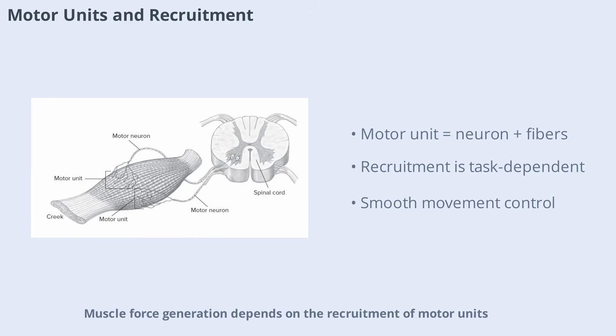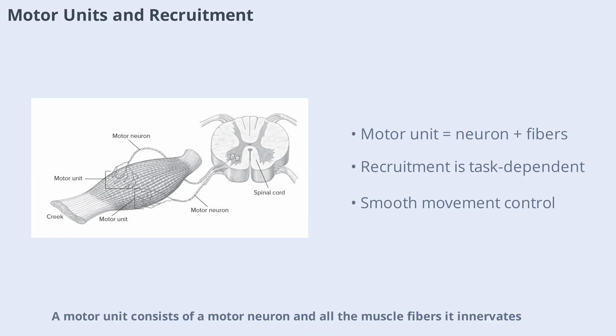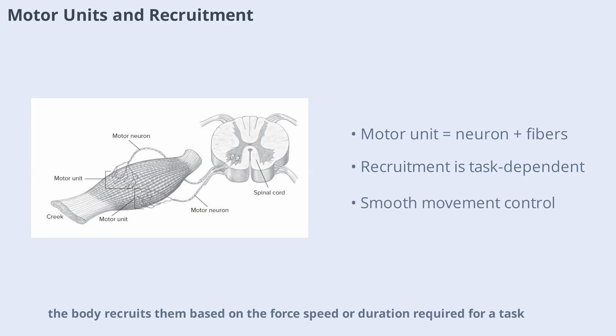Muscle force generation depends on the recruitment of motor units. A motor unit consists of a motor neuron and all the muscle fibers it innervates. Not all motor units are activated at once. Instead, the body recruits them based on the force, speed, or duration required for a task. This recruitment process is highly organized and follows a specific order, ensuring smooth and efficient movement. Understanding how motor units are activated helps explain why some movements are gentle and others are powerful.